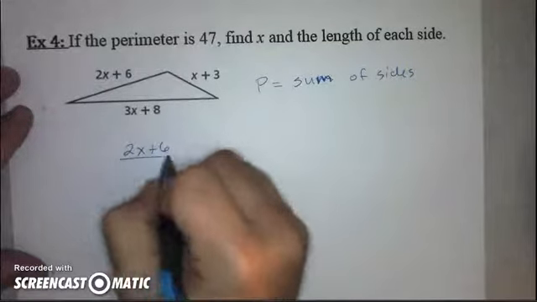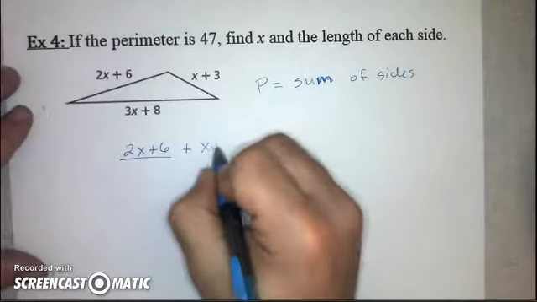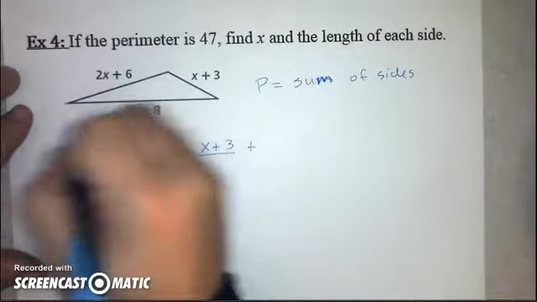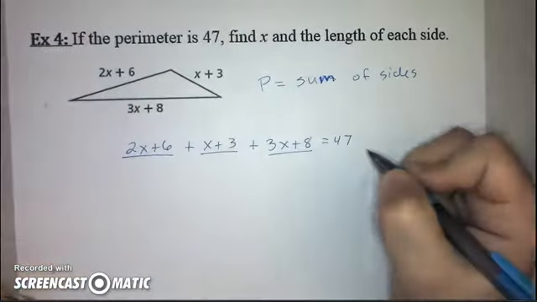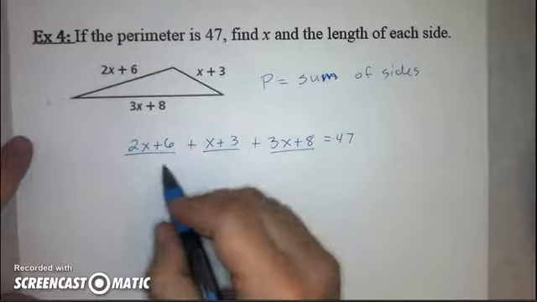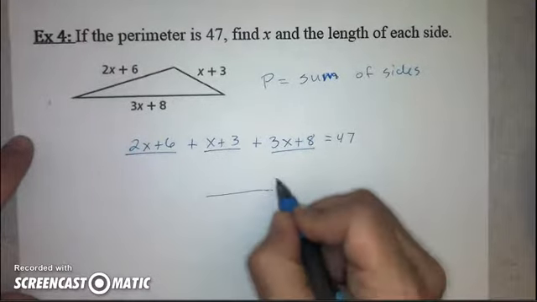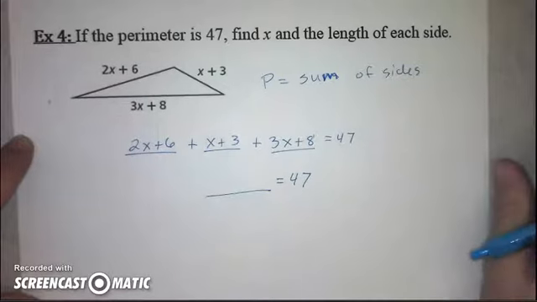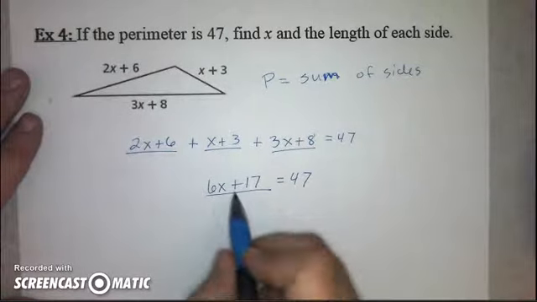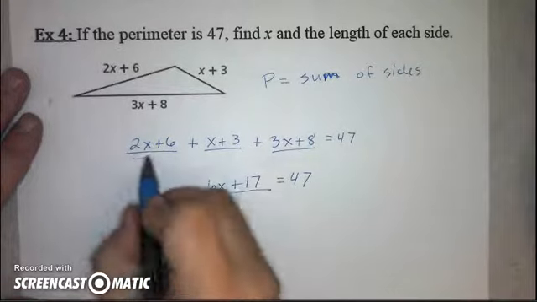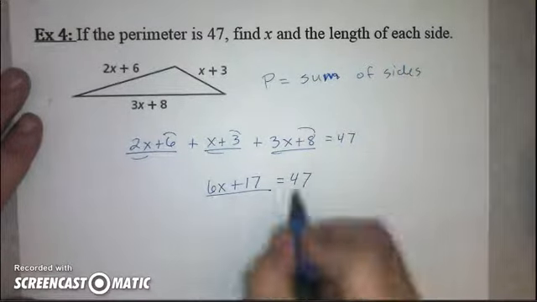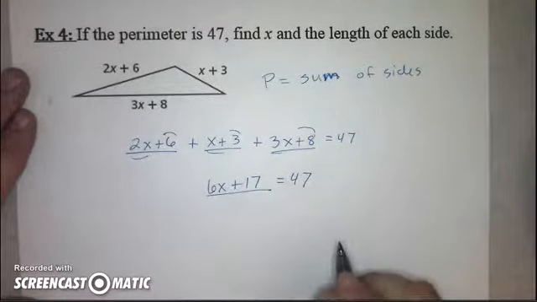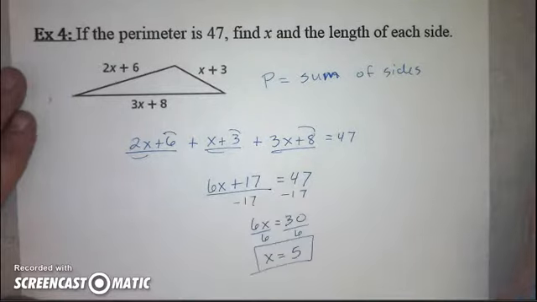2x plus 6 plus another side, x plus 3, plus the third side, 3x plus 8, equals our total perimeter of 47. Now, you could do it that way, or you could combine all your like terms as you go and jump straight to this equation. 6x plus 17 equals 47. Again, we just combined like terms to get that. And so then we proceed to solve for x. You guys should be able to do that. We should get this. X equals 5. And that's all we were supposed to find for this.